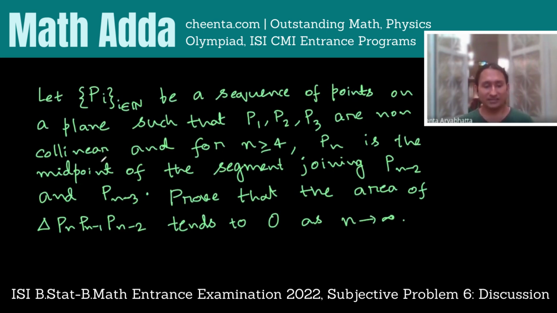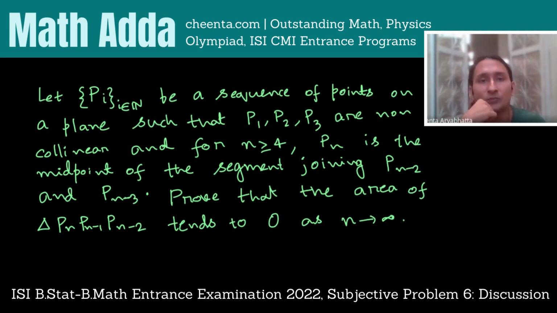So the problem says that there is a sequence of points on the plane. The points are denoted by capital Pi. After the first three, which form a non-degenerate triangle, which means they are not collinear, there is a recurrence relation connecting the other points. For example, P4 is the midpoint of P1, P2. P5 is the midpoint of P2, P3, and so on. So given the first 3 points, you know every other point in the sequence.